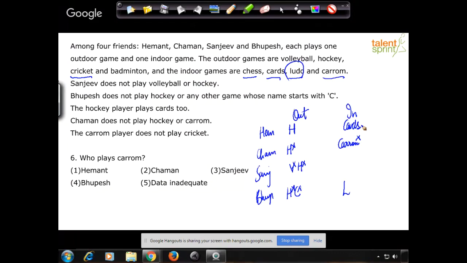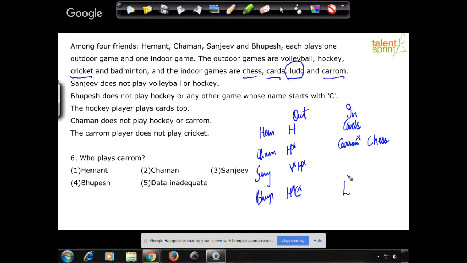Now, let us see, they tell us that Chaman does not play hockey or carom, which means that the only game that he can actually technically play here is the game of chess. While there are 4 games, cards is already played by Hemant, Ludo is played by Bhupesh, carom is a game that he does not play, so chess is the only game left. It means that Chaman plays chess.